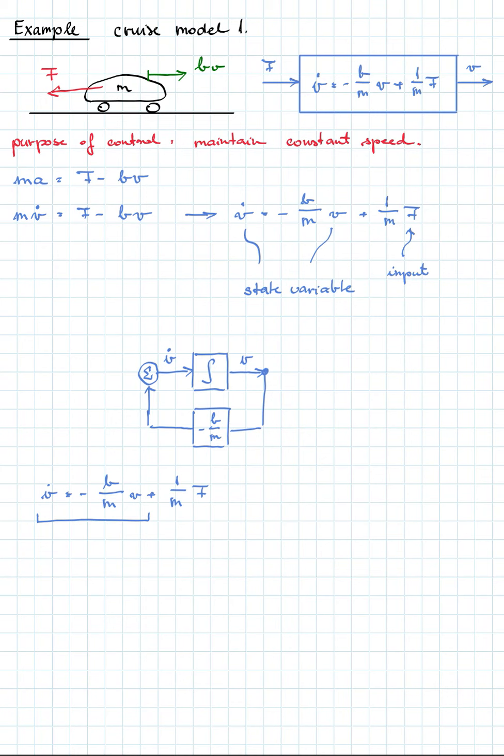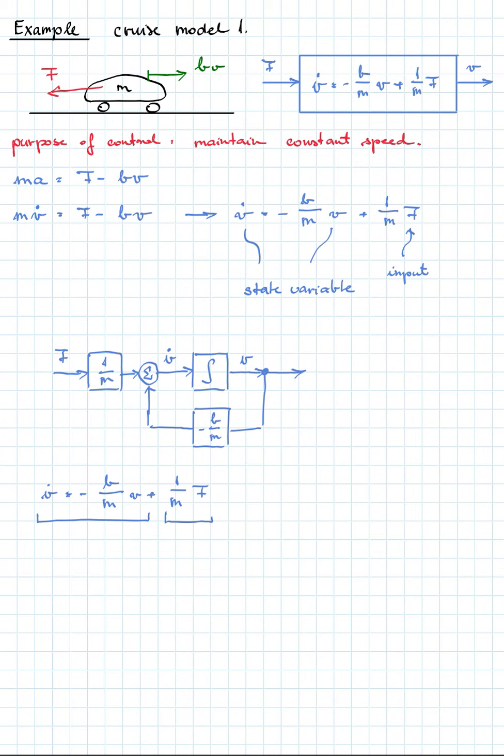So this graphical representation is v dot is equal to minus b over m v. And now I have to add an extra term which is 1 over m F. So I put a box here which is a gain of 1 over m, and the input here is the force F. And now this is the graphical representation of this equation, and this will be the output of this system.